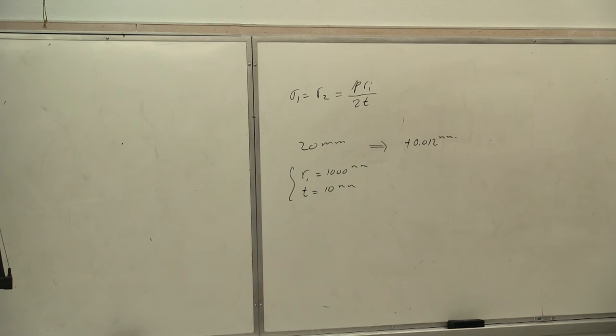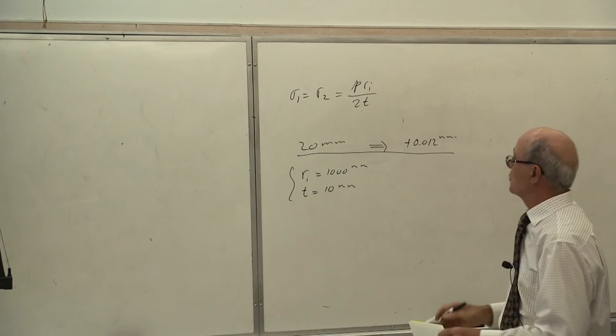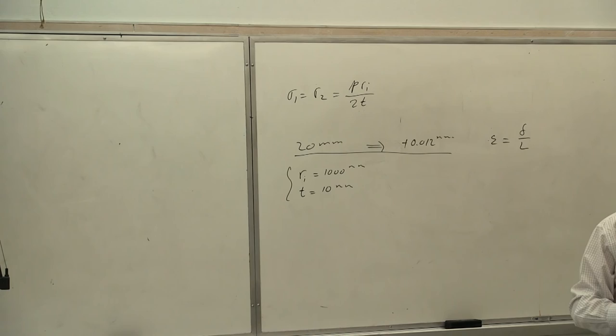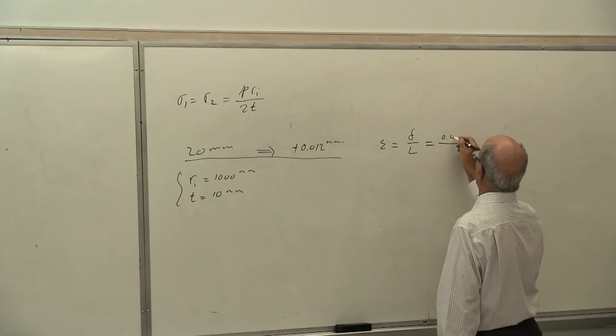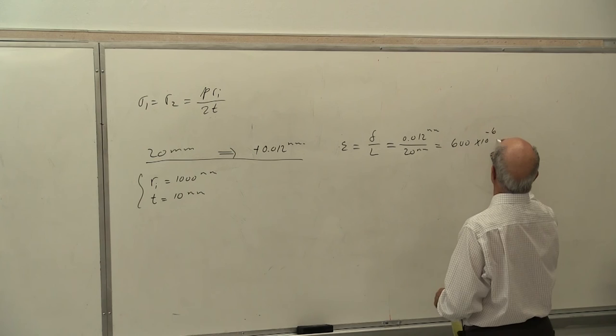The question is, if I have a reading of what we did, there is something there. It says what? This becomes like that, is that correct or not? Again, let's go quickly. So epsilon must be equal to delta over L. That's the definition of epsilon, right? The delta is how much this time? The delta is 0.012 millimeter. Original length was 20 millimeter. So you divide that, and that becomes 600 times 10 to the power of minus 6, or 600 micro.